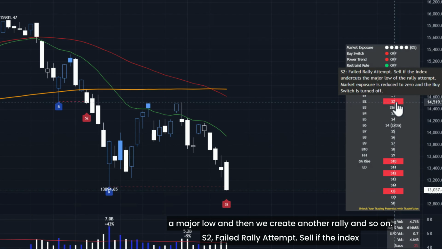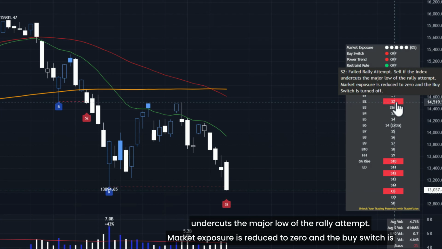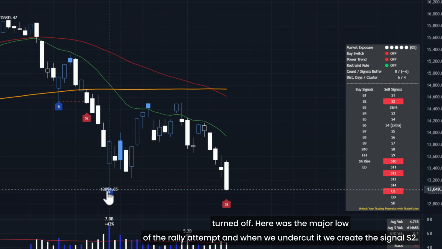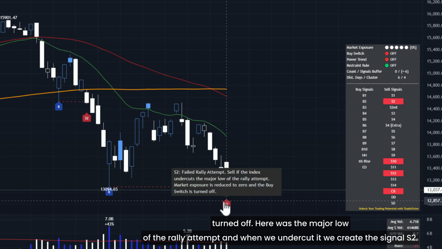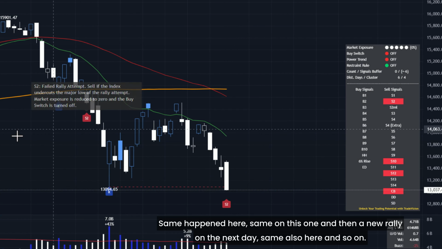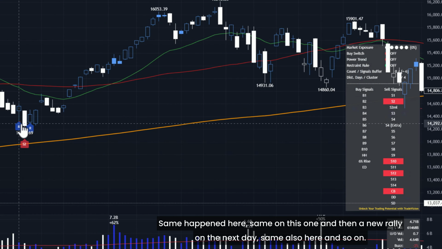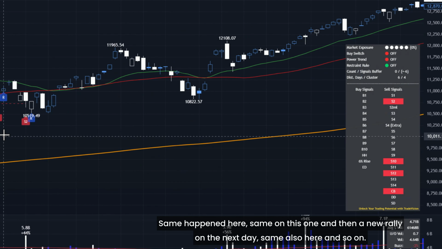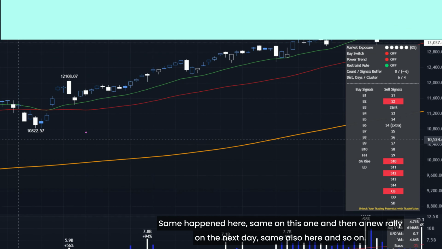S2, failed rally attempt. Sell if the index undercuts the major low of the rally attempt. Market exposure is reduced to zero and the buy switch is turned off. Here was the major low of the rally attempt, and when we undercut it, we create the signal S2. The same happened here. Same on this one, and then a new rally on the next day. Same also here, and so on.